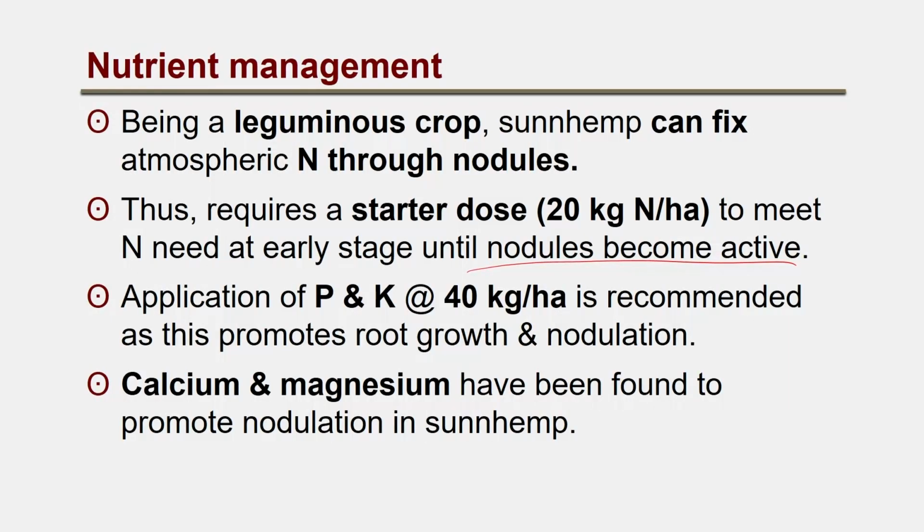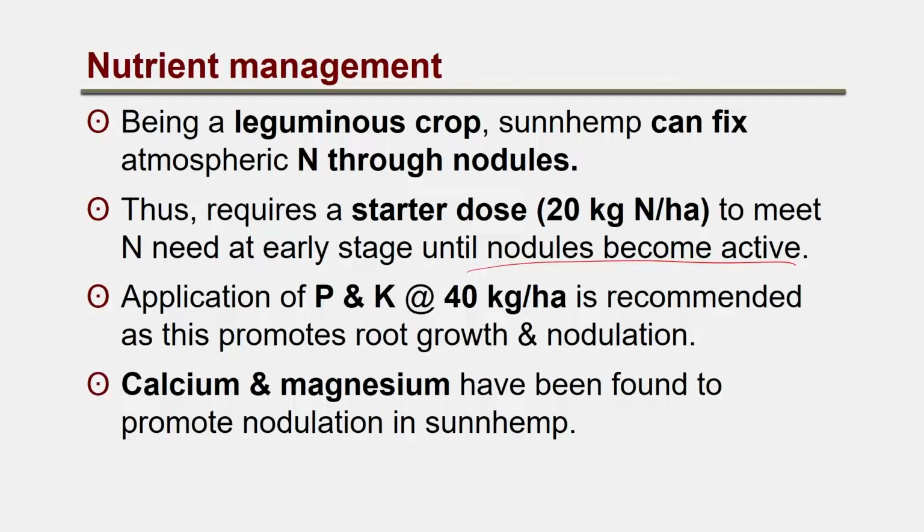So, therefore, for initial growth, you need a starter dose of nitrogen which is normally 20 kg per hectare. But it requires phosphorus and potassium at the rate of 40 kg per hectare recommended. It promotes good growth of the crop. And we need to remember that all these fertilizers, nitrogenous, phosphatic and potassic, are to be applied basally at the time of sowing. And as far as possible, phosphatic and potassic fertilizer should be placed below the seed or near the seed. Calcium and magnesium have been found to promote nodulation of sannhemp.